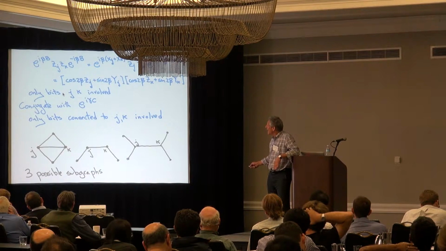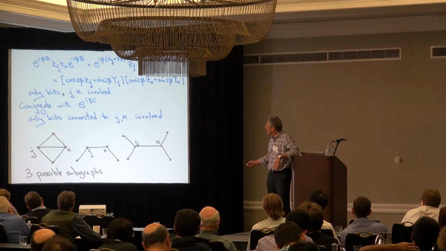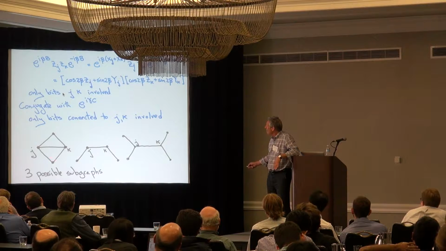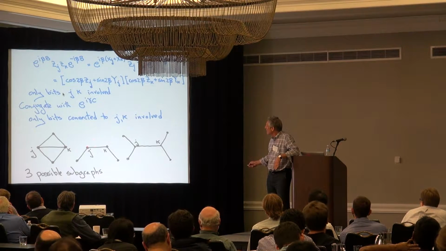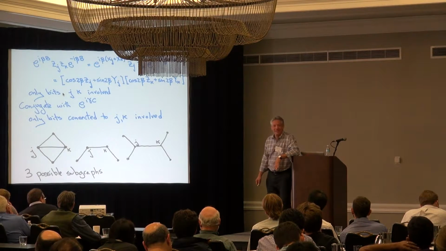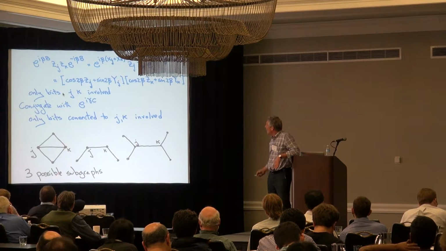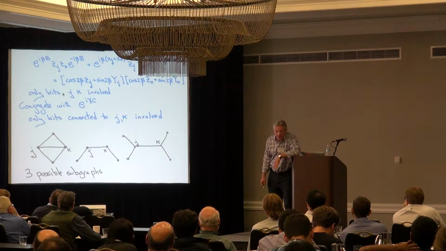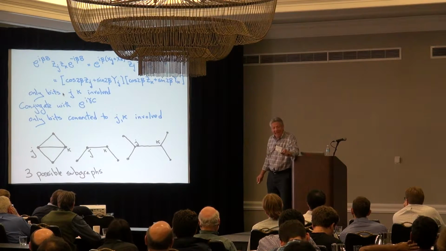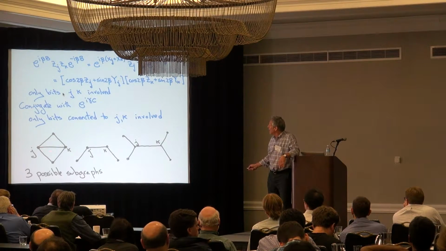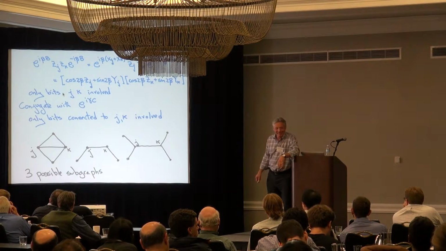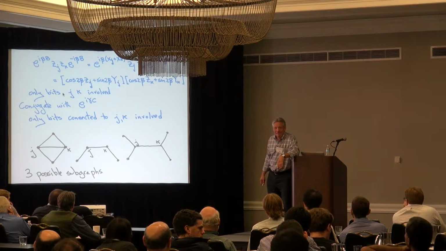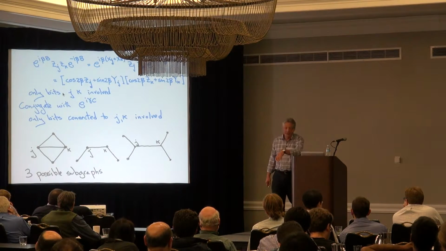Or it could be that bit j is connected to 7 and so is k, and bit j is connected to 10 and so is k. Sorry about that, I lost my triangle on the top. So there are really only 3 possible subgraphs. I look at an edge, and it's either of this type, which has the triangle, or this type. Only 3 possible subgraphs.